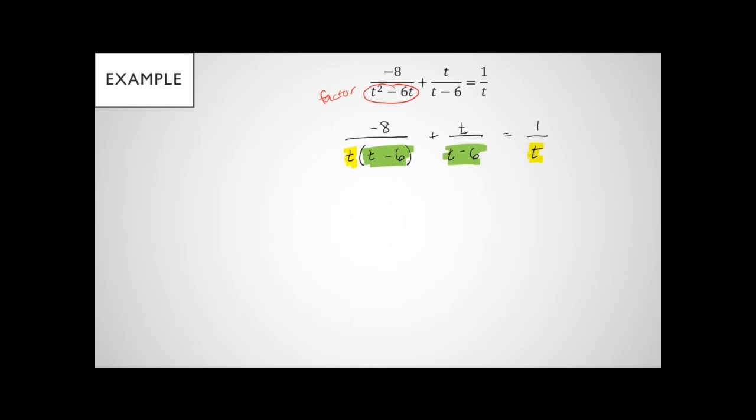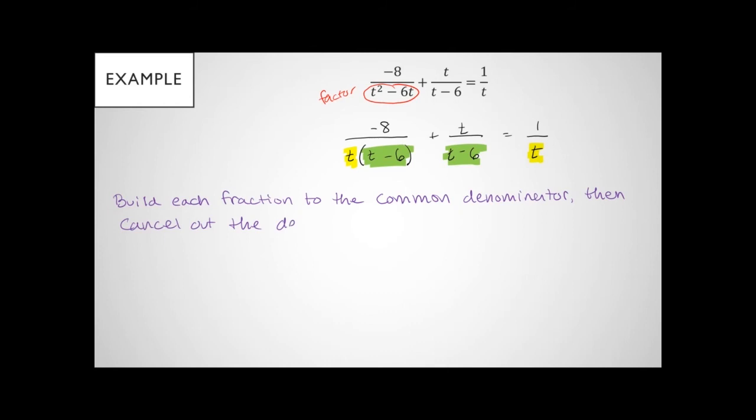So build each equation, or I shouldn't say equation, each fraction to the common denominator. Then cancel out all the denominators, basically, because we'll be multiplying by the LCD.